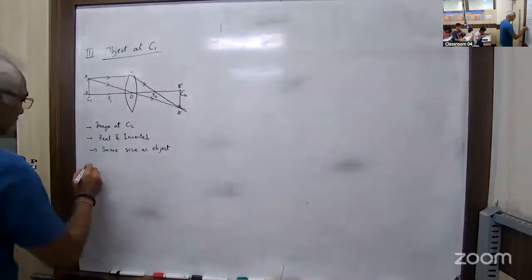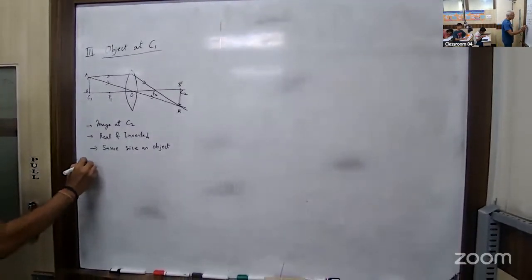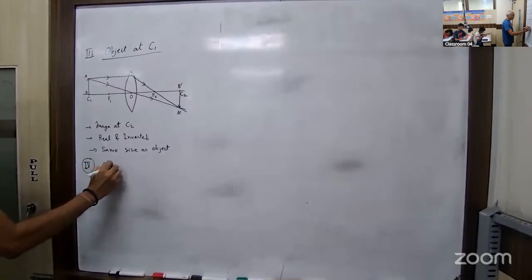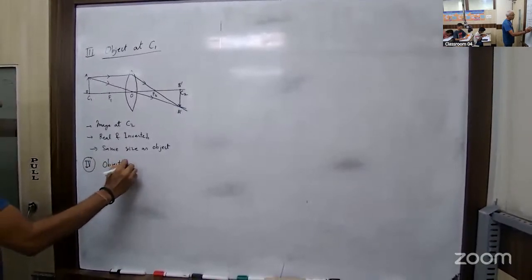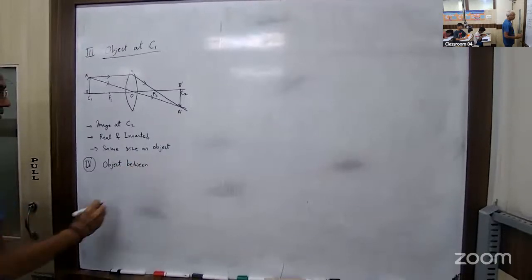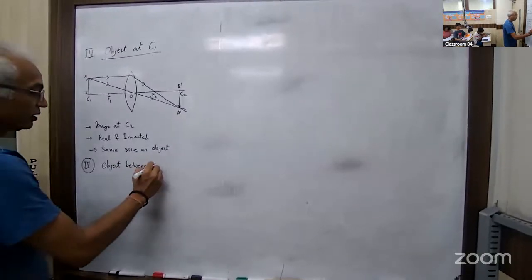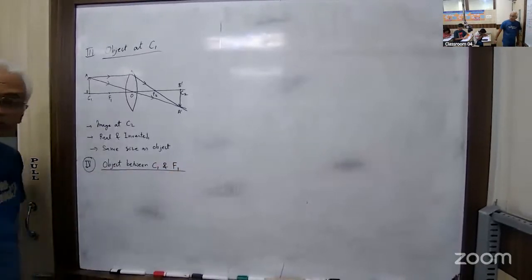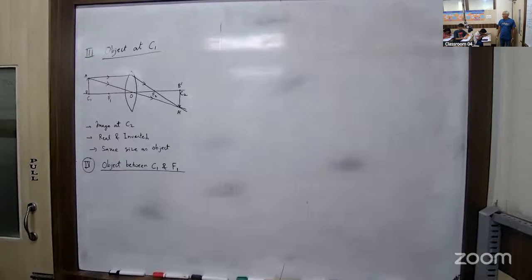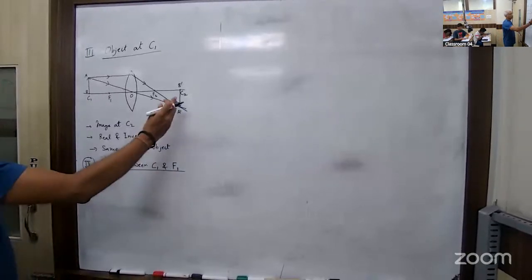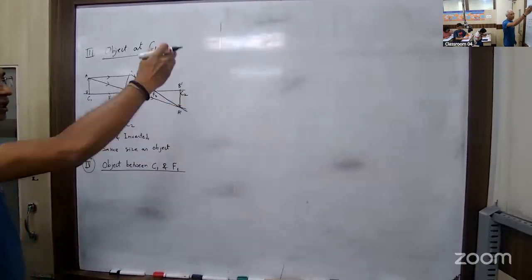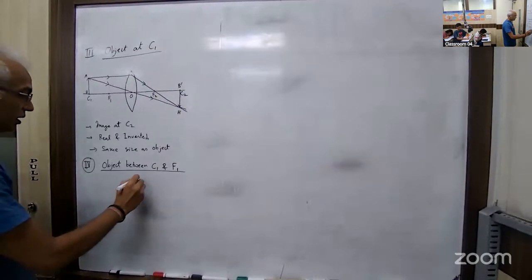Object between C1 and F1. Object between C1 and F1. So the image should be beyond C2 now. Correct? The image is going away from focus and size is increasing.